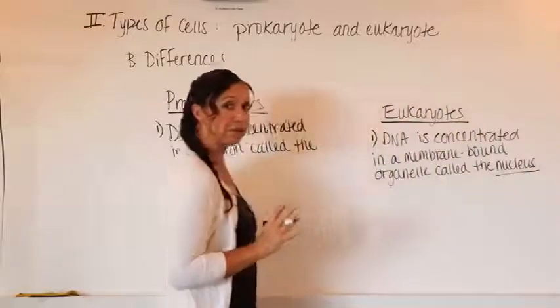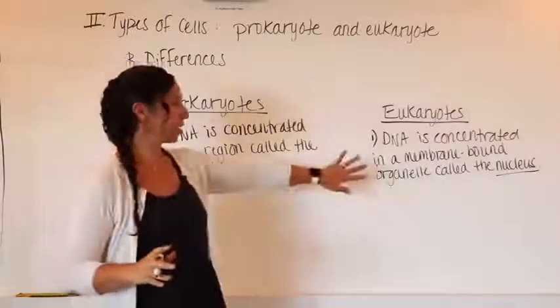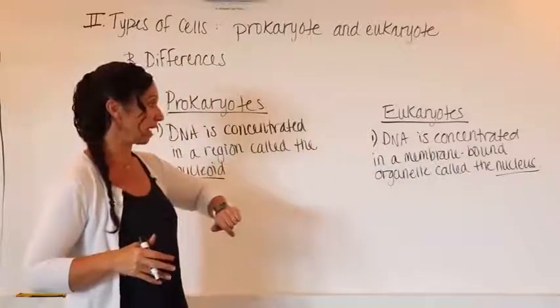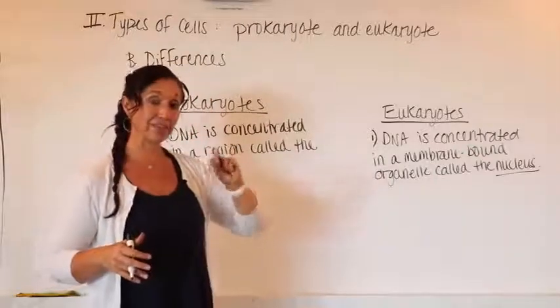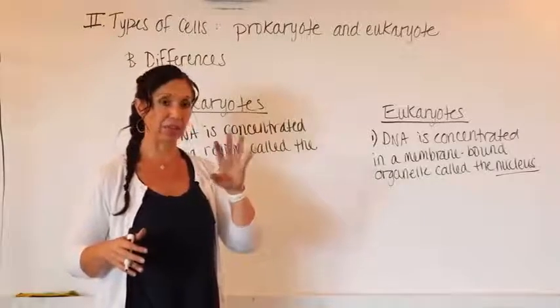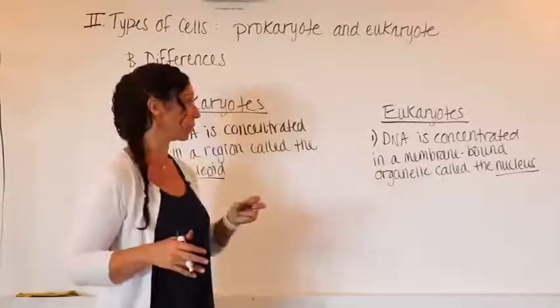Okay, so this is a big deal. In eukaryotes, plants, animals, fungus, you name it, they have a nucleus. And that nucleus is actually visible under a light microscope. If you stain whatever you're looking at correctly, you can actually visualize the nucleus really, really well.